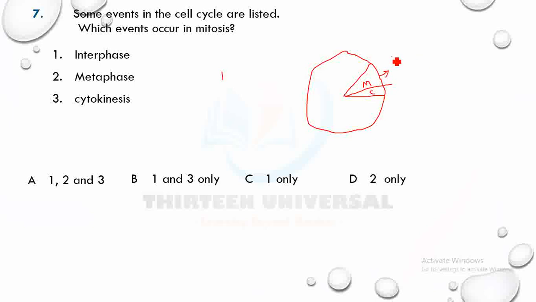The acronym for mitosis is PMAT. P is prophase, M is metaphase, A is anaphase, T is telophase. Interphase is this part, which is made up of G1, growth phase 1, where the cell grows bigger, makes protein. S is where DNA replicates semi-conservatively, and G2 is where DNA is checked and centrioles replicate. So the only part of mitosis here is metaphase. Cytokinesis is cell split into two, so the answer is 2 only.